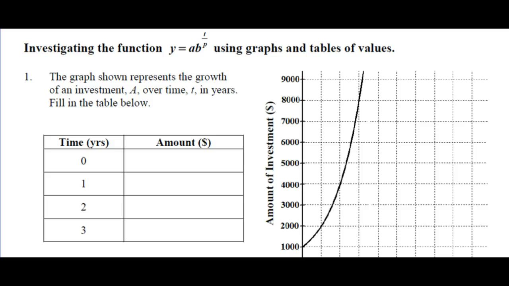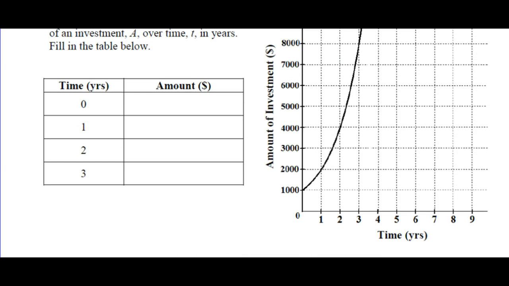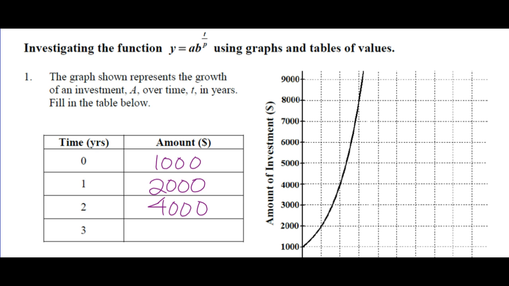Investigating the function y = a·b^(t/p) using graphs and tables of values. The graph shown represents the growth of an investment A over time t in years. Fill in the table below. Okay, so at 0 years, what's this worth? 1,000. 1 year? 2,000. I want in on this investment. 2 years? 4,000. 3 years? Let's not go quite that high, because it looks like 8,000.